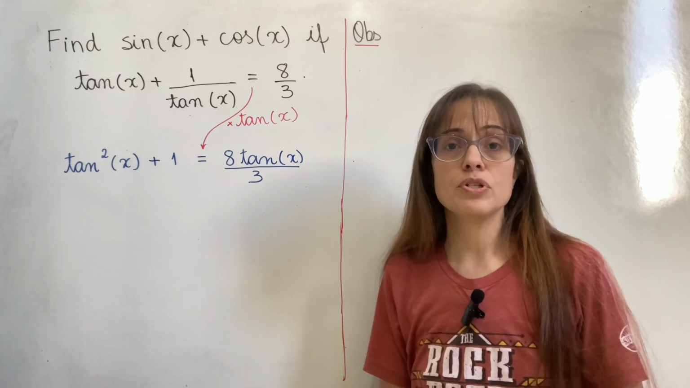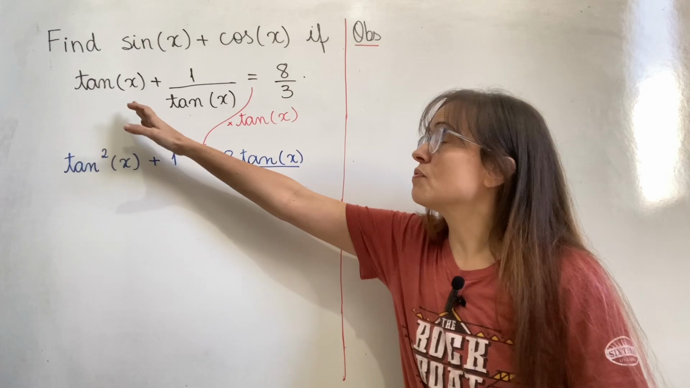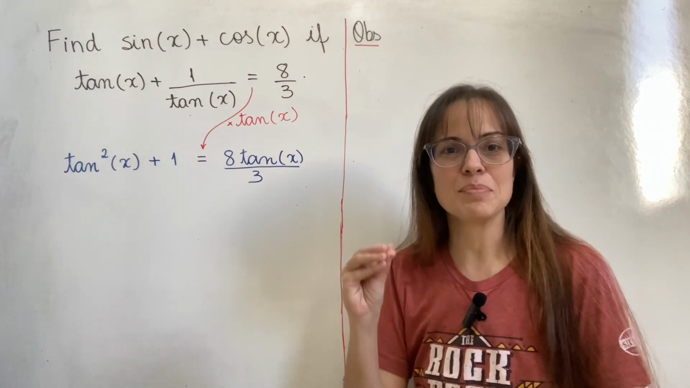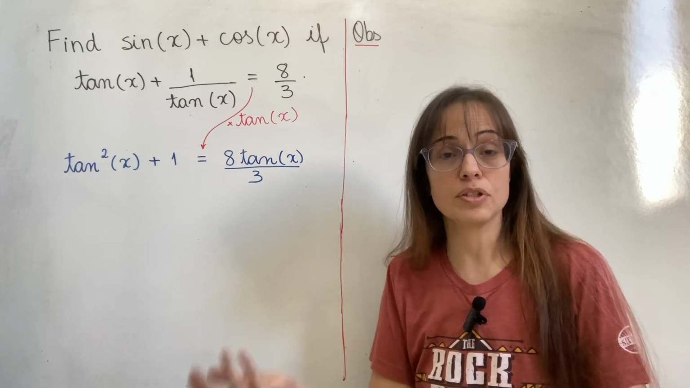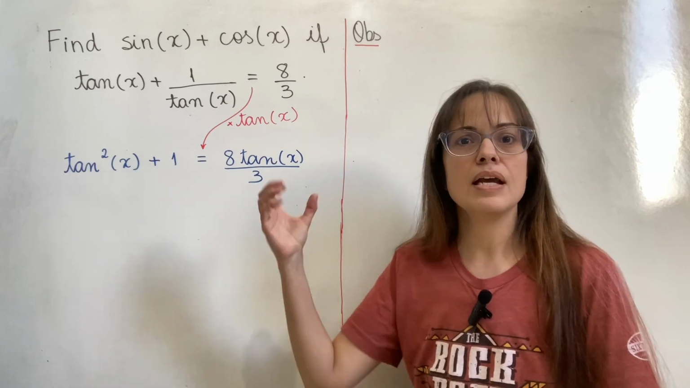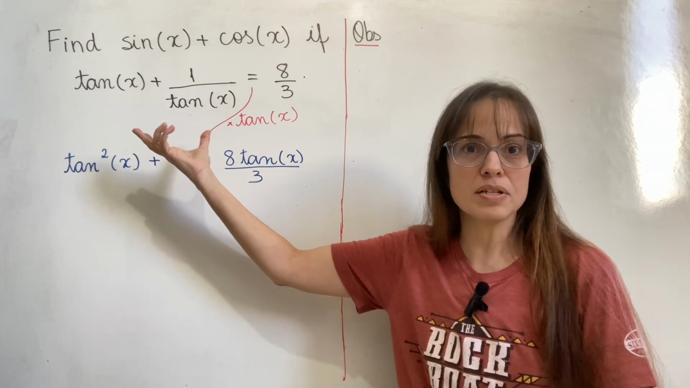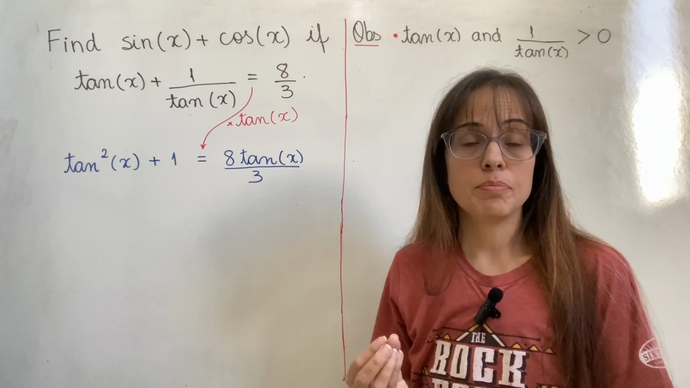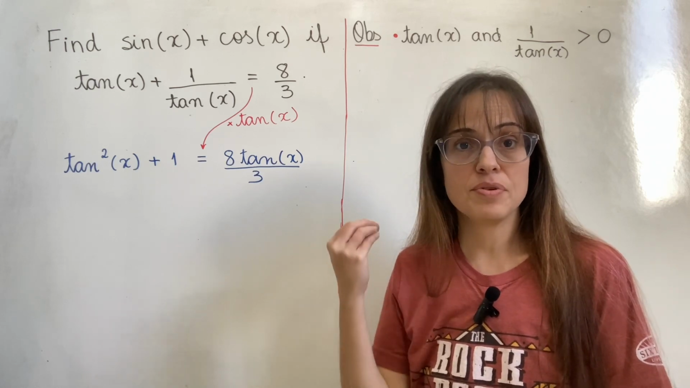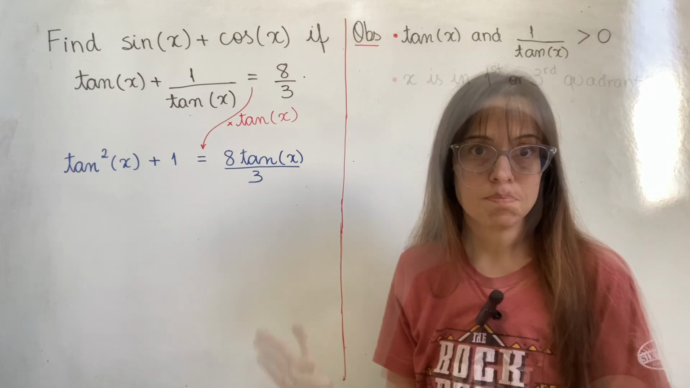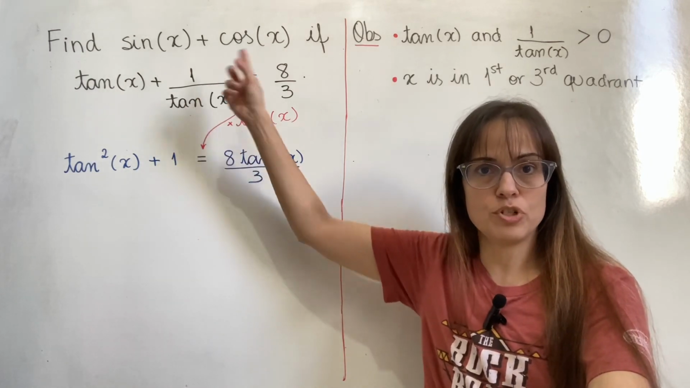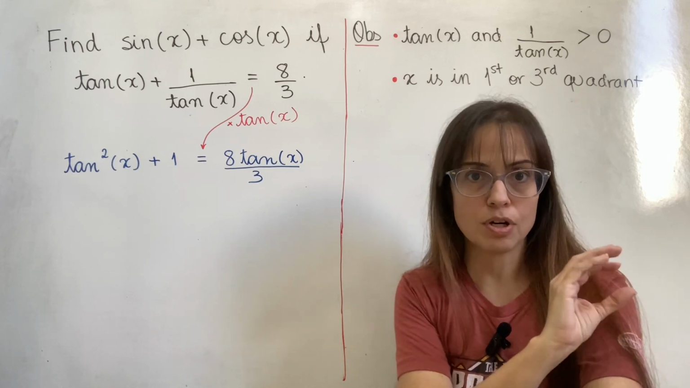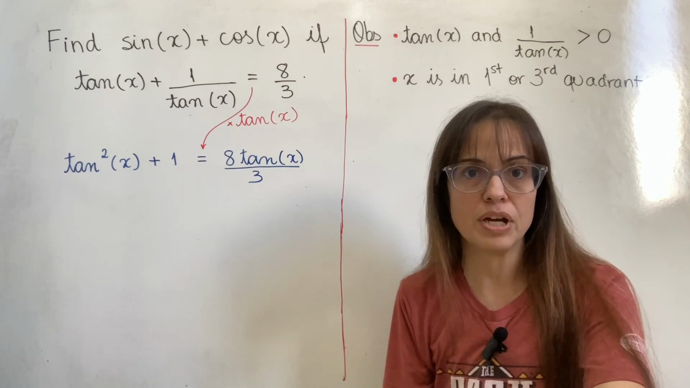The first thing I want to say is that tangent of x and 1 over tangent of x are 2 numbers that have the same sign. If one of them was negative, the other would also be negative. And in this case, we know that they are both positive because they add up to a positive number. In the case of tangent, that means the angle x is either in the first or the third quadrant. What that means for sine and cosine, which are the ones we're going to want later, is that they have the same sign. First quadrant, they are both positive. Third quadrant, they are both negative.